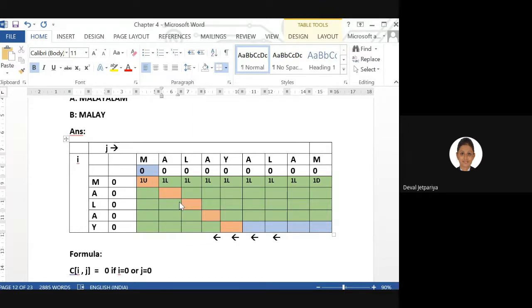Yes or no? Okay, fine. Now tell me, for this box there is A and N, so there is no matching. We need to see its left hand side value and its above value. Between those two, which one is maximum? 1. And what should be the reference? U. Very good. Now here, A and A, there is a matching. We need to add diagonal plus 1. Very good.